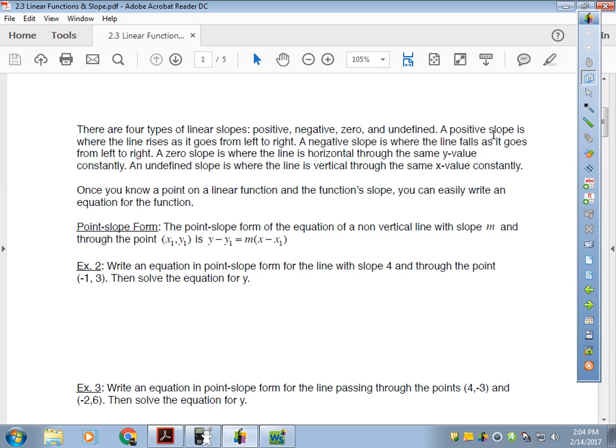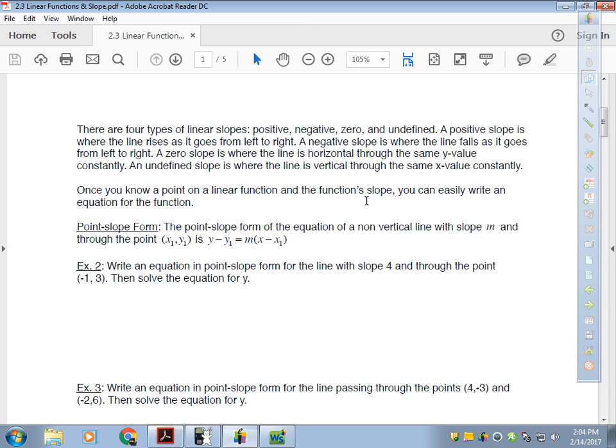Now, a positive slope means that when we graph it, as we go to the right, the graph is going to go up. A negative slope means as we go to the right, the graph is going to go down. A zero slope means we're just going to go horizontally, and we're going to have the same y value throughout. And an undefined slope means we're going to go vertically, up and down, the same x value all the way through.